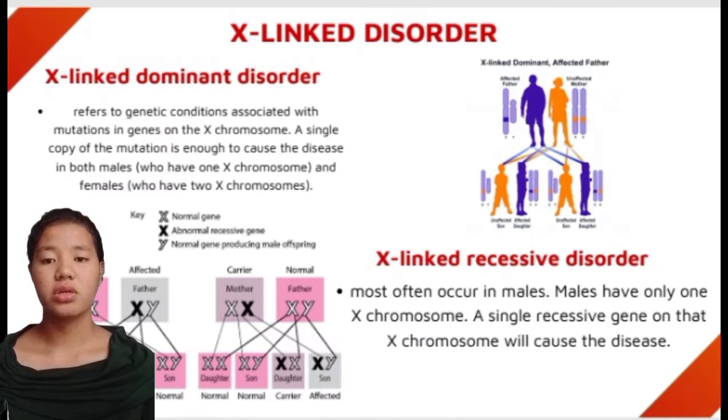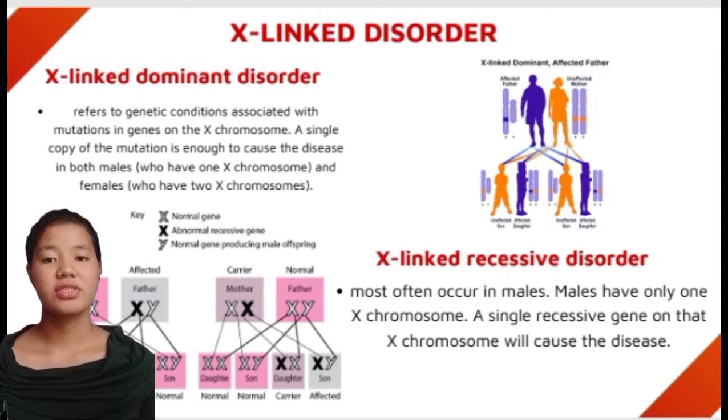And X-linked disorder originates from genes of the sex chromosomes. There are two kinds of X-linked disorder: the X-linked dominant disorder and the X-linked recessive disorder. The X-linked dominant disorder refers to genetic conditions associated with mutation in genes on the X chromosome. A single copy of the mutation is enough to cause the disease in both males, who have one X chromosome, and females, who have two X chromosomes.